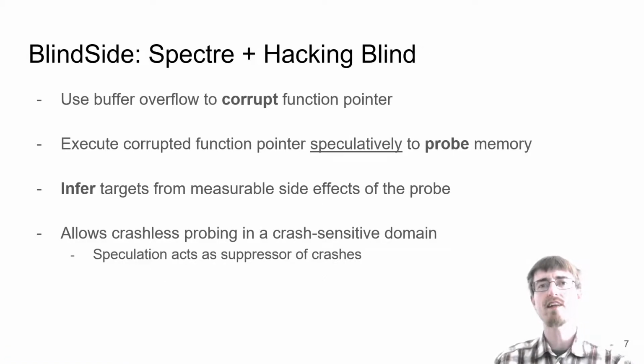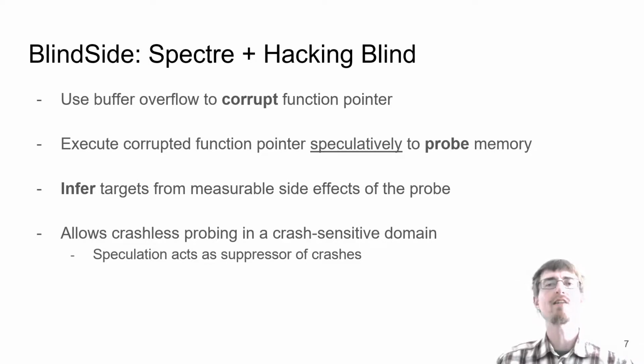Now that we have this idea, it becomes relatively simple to do a blindside attack without a crash-resistant primitive. What we do is we use a buffer overflow to corrupt the function pointer, but now we don't execute the code directly, because if we got it wrong, the program will crash, but instead we execute the function pointer speculatively. So we fool the CPU to make it jump to this instruction pointer, and when it jumps to the function pointer, we can determine what the side effects are.